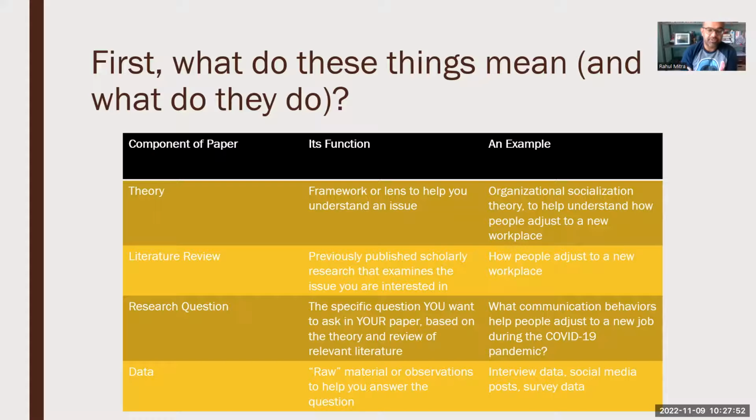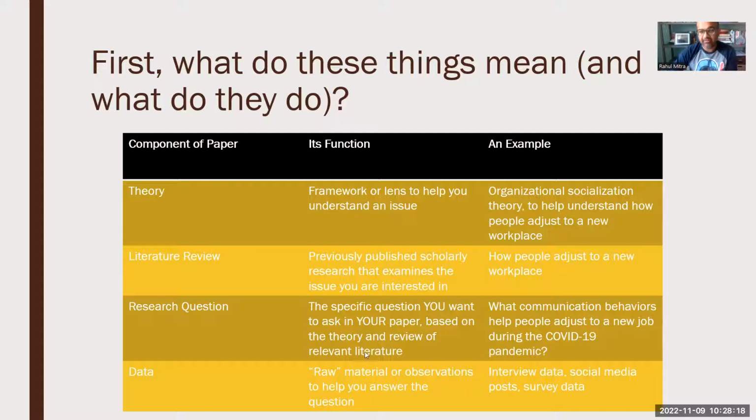Then imagine that, based on this theory, literature review, and research question, you have access to a lot of data. Your data in that case is basically the raw material or observations that can help you understand the question. Of course, it can run the gamut from interview data to social media posts to survey data to other forms of data as well.